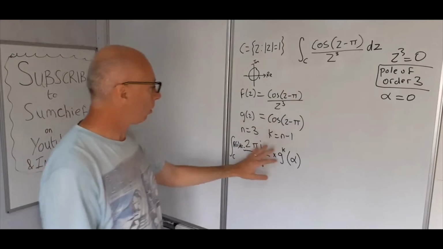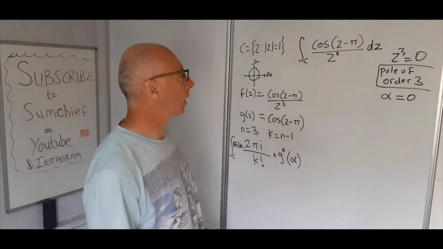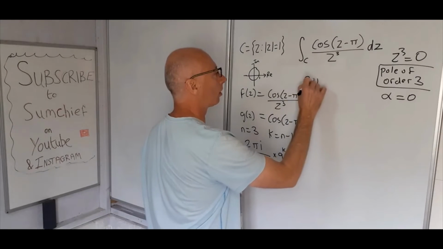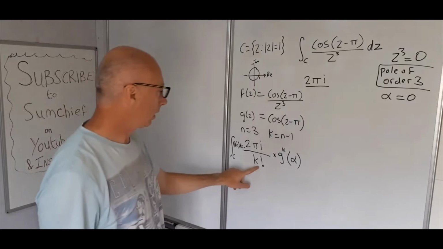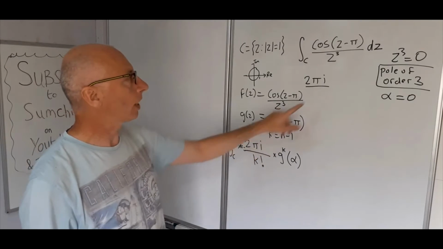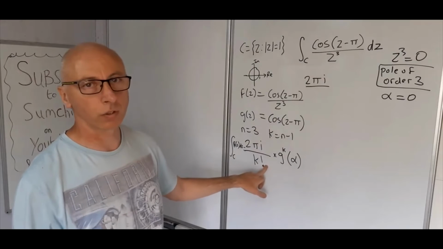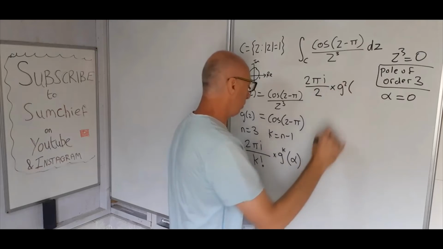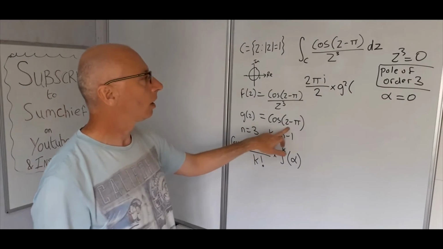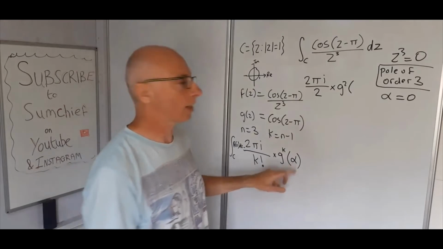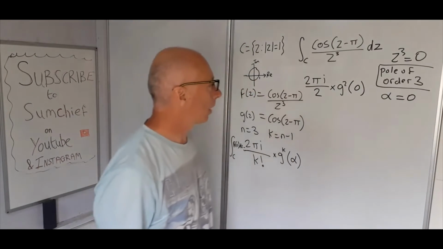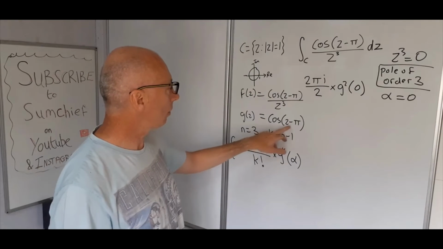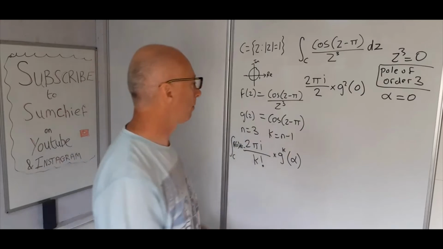So now we've got all our information here, we've got our formula, let's just plug it in. So what we need now is 2 pi i divided by k factorial. Well, if n is 3, k is going to be 2, so 2 factorial is just 2. And then we'll multiply by the second derivative of g at 0, using this alpha here. Okay, well we can see the 2's cancel out, that's fine, but our next pressing thing we need to look at is to take 2 derivatives of cosine of z minus pi.